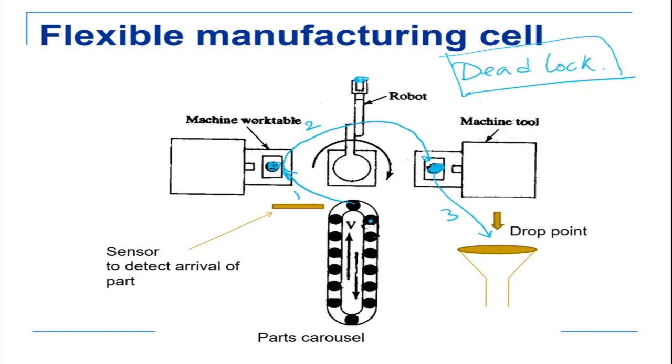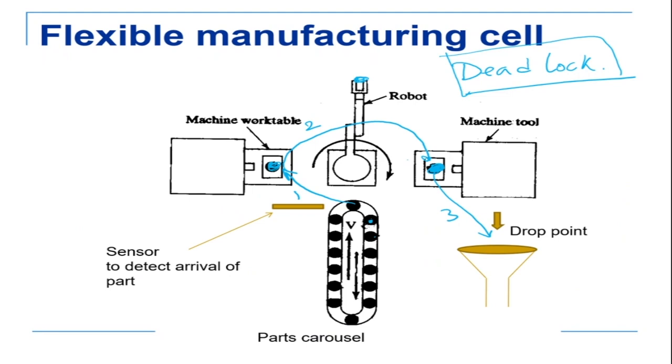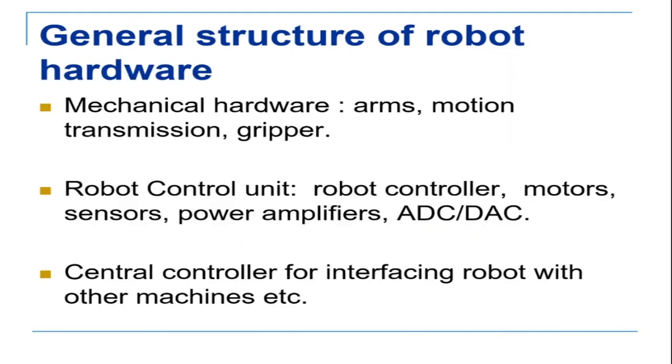The first is communication. A robot has to communicate with other machines. Number two is it must be efficient, and there must be no deadlocks. Now, the general hardware of a robot consists of the mechanical hardware, which is the arms, motion transmission, gripper, then the robot control unit, which is the robot controller, motors, power amplifiers, ADCs. Okay, this is the robot control unit. ADCs are analog to digital converters and digital to analog converters.